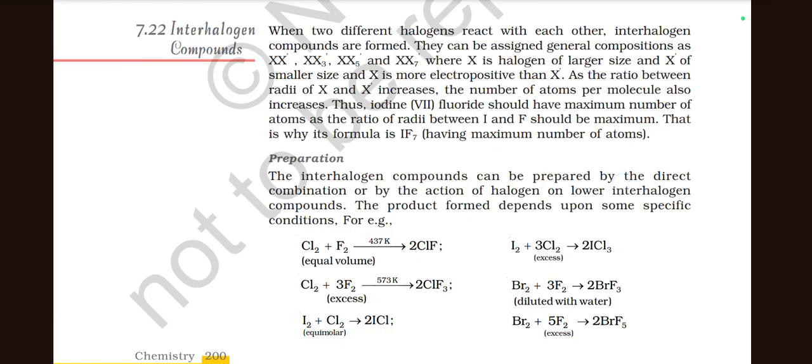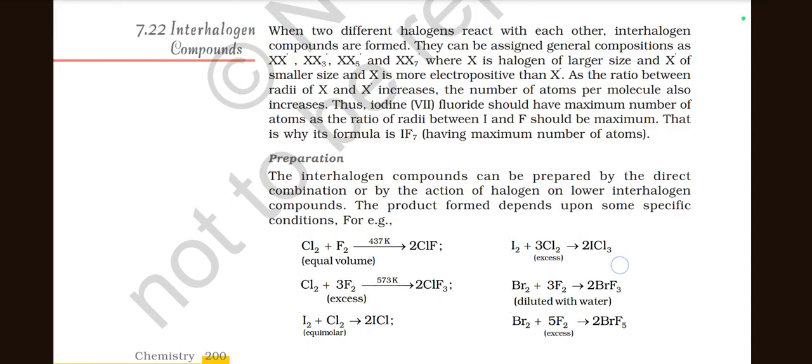Interhalogen compounds. When two different halogens react with each other, interhalogen compounds are formed. They can be assigned general compositions as XX', XX'3, XX'5 and XX'7, where X is a halogen of larger size and X' is of smaller size, and X is more electropositive than X'. As the ratio between the radii of X and X' increases, the number of atoms per molecule also increases. Thus, iodine fluoride should have the maximum number of atoms, as the ratio of the radii between I and F is maximum. That is why the formula is IF7.